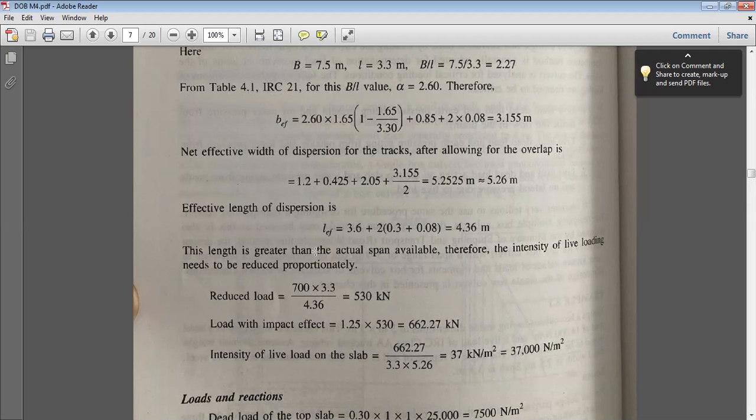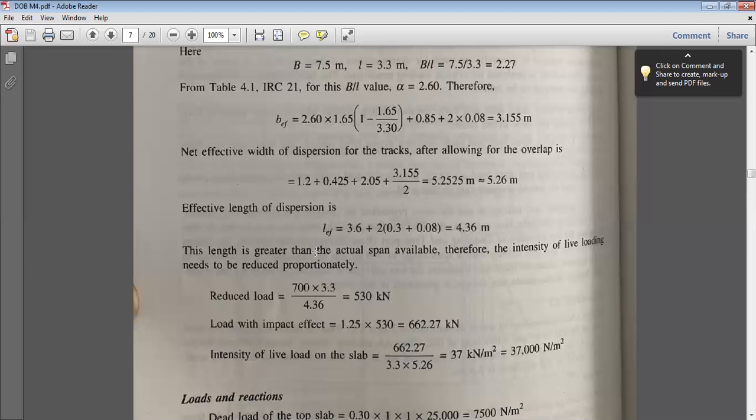Effective length of dispersion is 3.6, the length of the vehicle, plus 2 times the thickness of the slab including wearing coat, that is 0.08 meters, that is 4.36 meters. So this length is greater than the actual span available. The box culvert effective length is 3.3 meters, but here the length of dispersion is 4.36 meters. That means the vehicle is going out on both the sides.